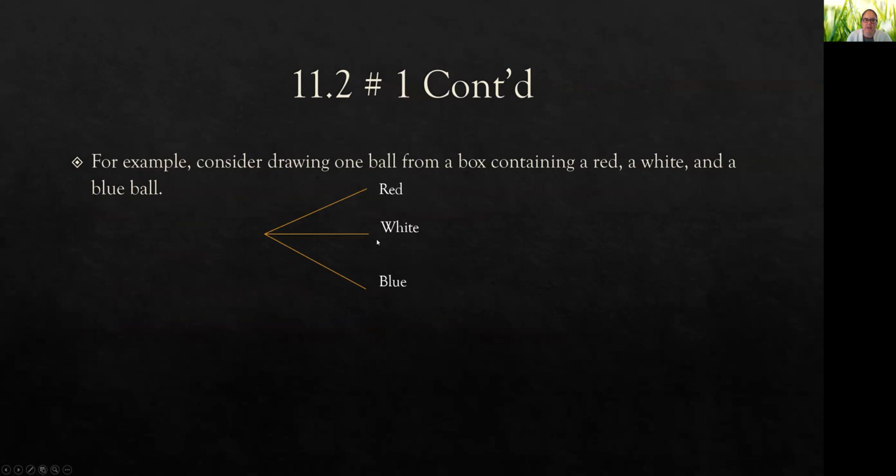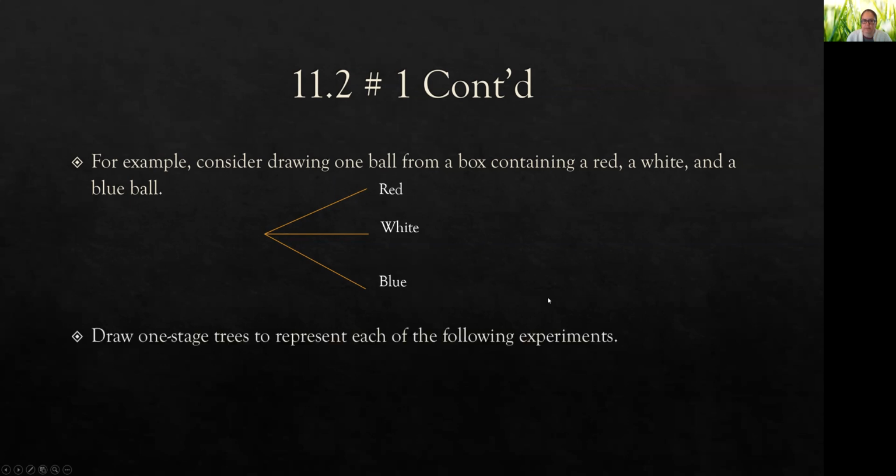So if we have a red and a white and a blue, this is just a 1-stage tree diagram. Those are the 3 different things that can happen. We could either draw out a red ball or a white ball or a blue ball. And so we're going to draw some 1-stage tree diagrams to represent several different experiments.